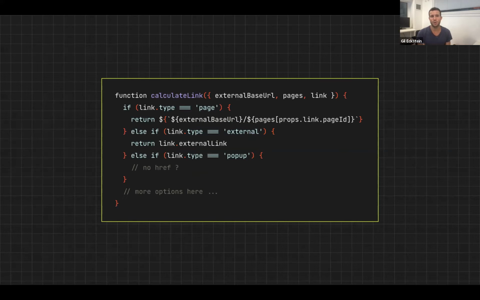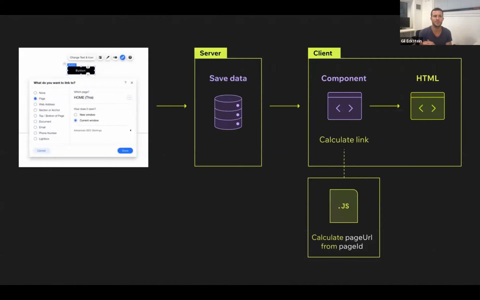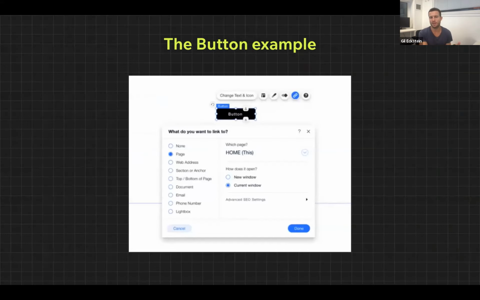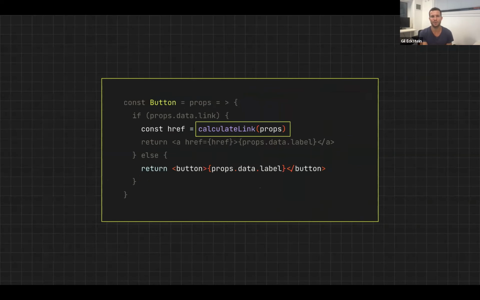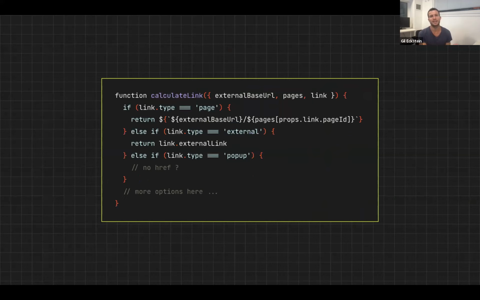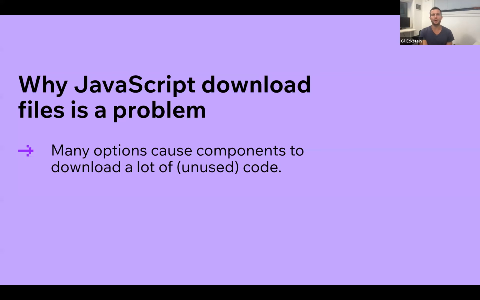Now it needs to return the href, right? But it really depends on which type of navigation or which type of link the user chose. If you remember, back in the panel the user was able to choose different types of navigation, and we need to calculate the href based on the type of this link. So going back to the code of the calculate link function, for each type of navigation, we need to choose the right href to calculate. So this is a pretty naive example.